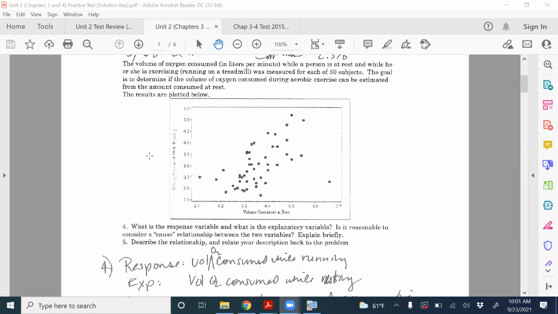All right, next up for volume. Volume of oxygen consumed while a person is at rest, and so on. Bottom line, this is a scatter plot. Usually what you want to do is imagine how the best fit line would look. That's the best one that goes right through the middle of the data, right?